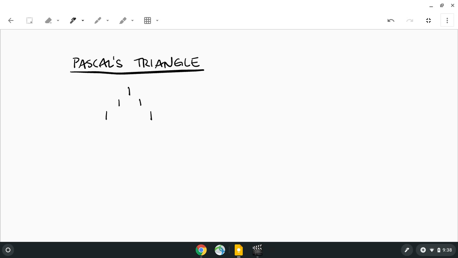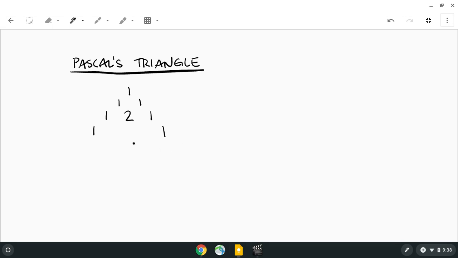Okay, so the middle number over here turns out to be the sum of these two. The sum of these two. So that's 2. Okay, the next row is going to have 4 numbers. And again, they always start with 1 and they end with 1.